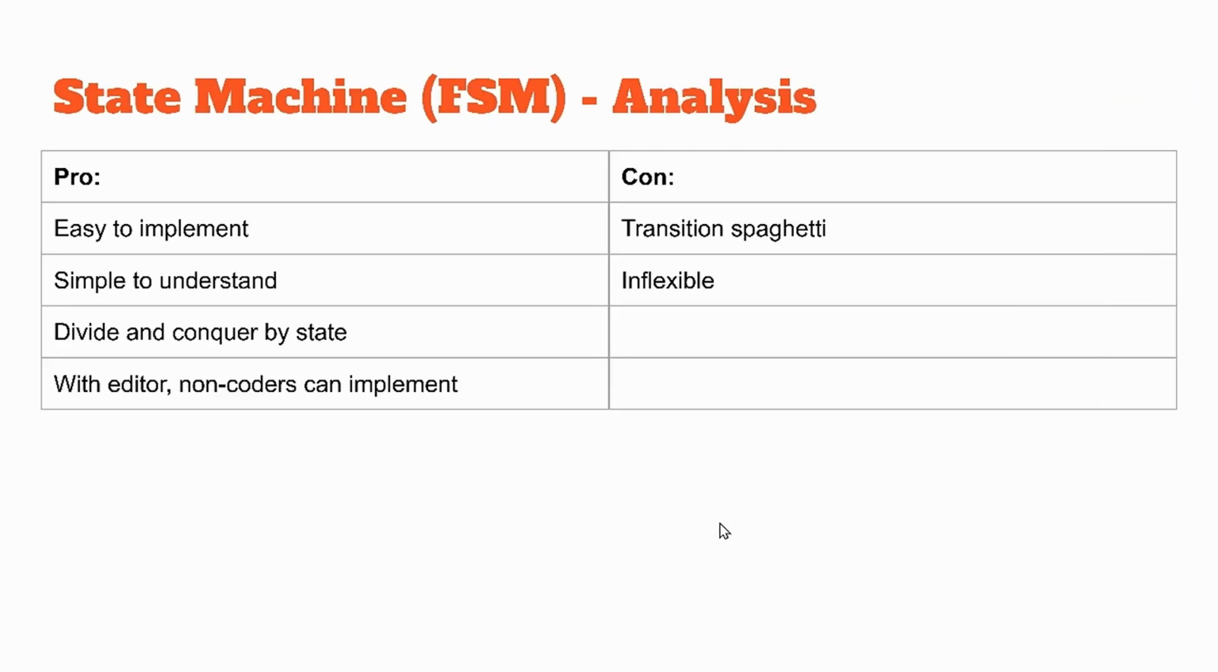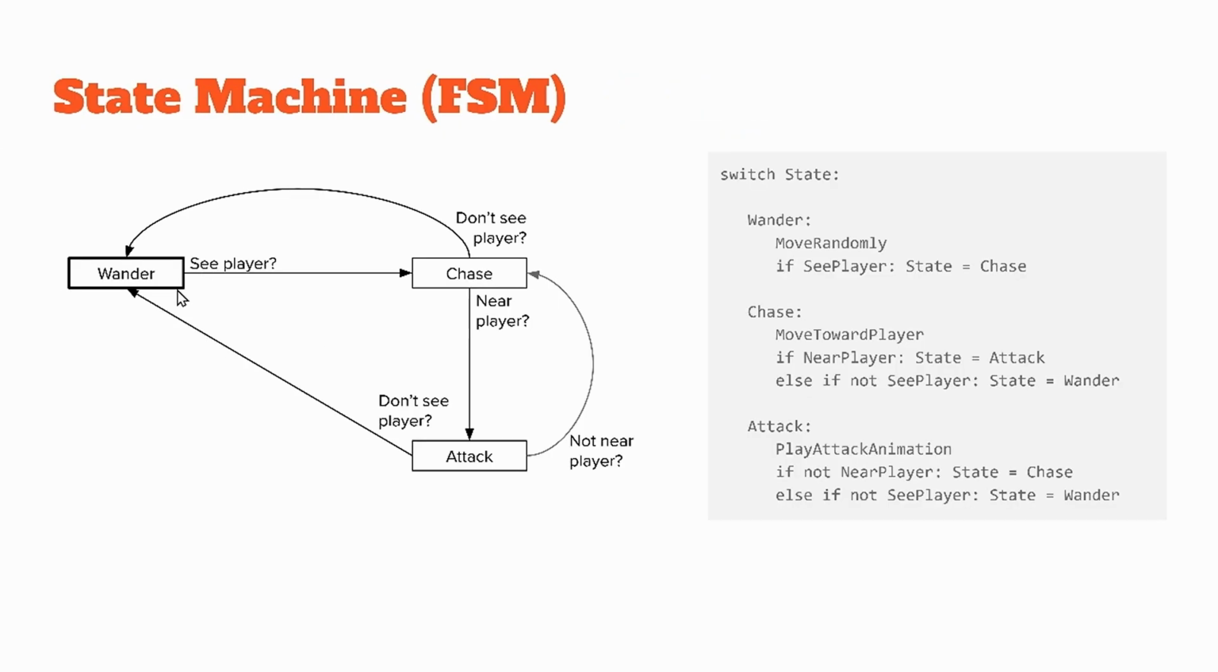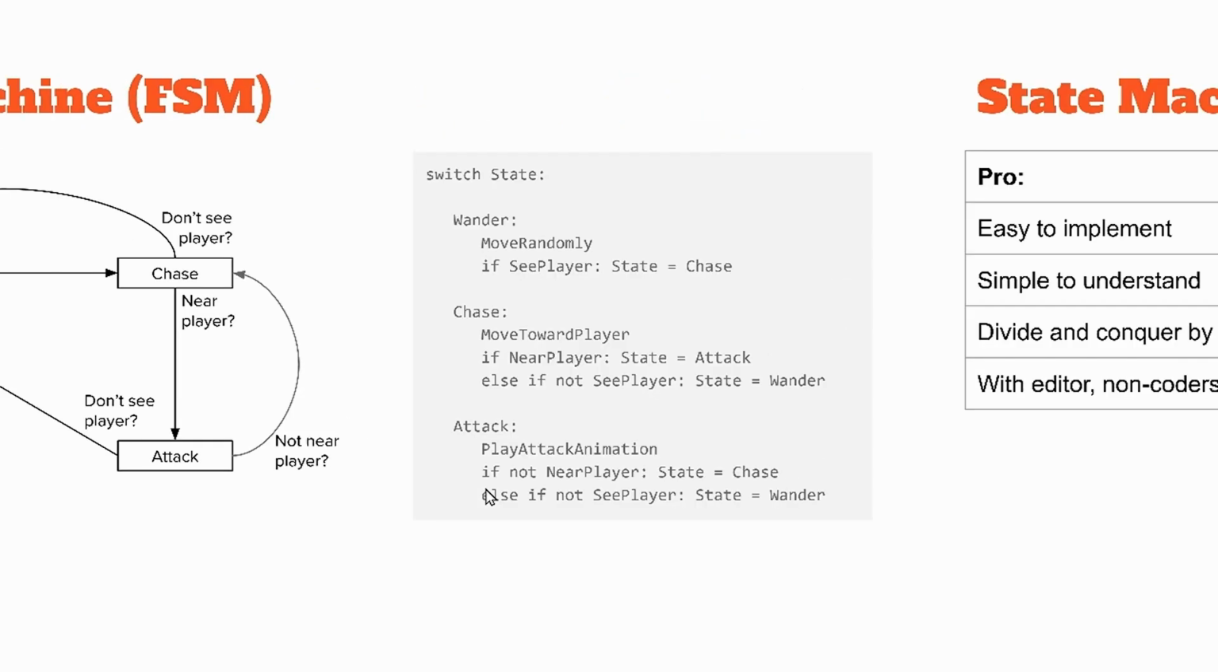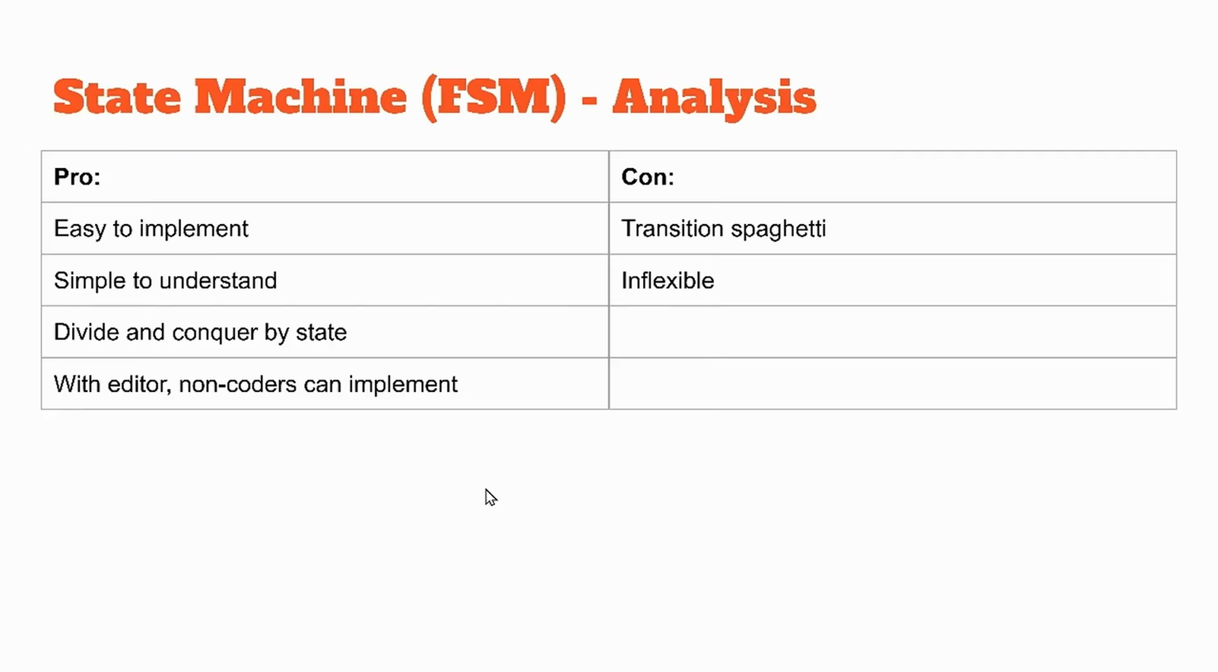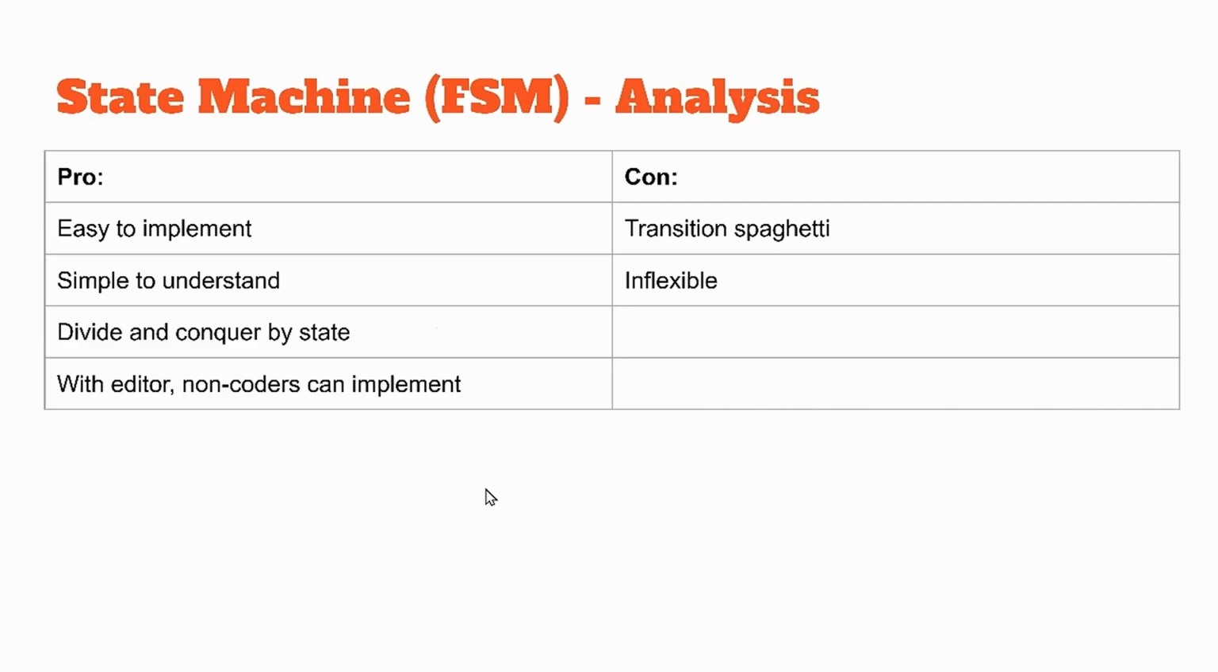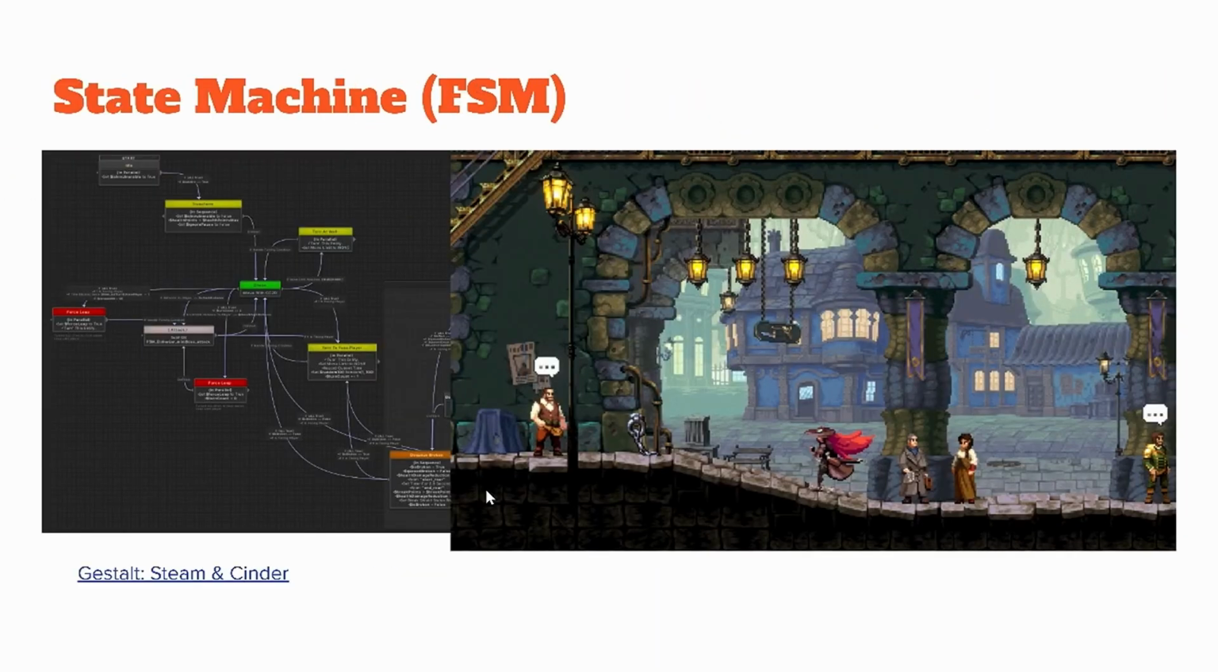The pros: easy to implement, simple to understand. You can see with these states, each of these states can be relatively simple. So it's easier to divide and conquer rather than having to look at an entire decision tree and figure out how you're going to add new decisions into that. And there are a lot of visual editors, so designers can implement the AI. I'll go back to this example here. These finite state machines are done visually in this tool here called Canvas.